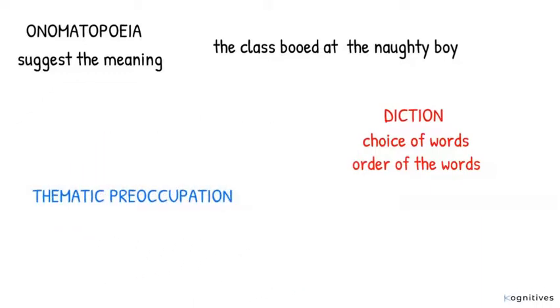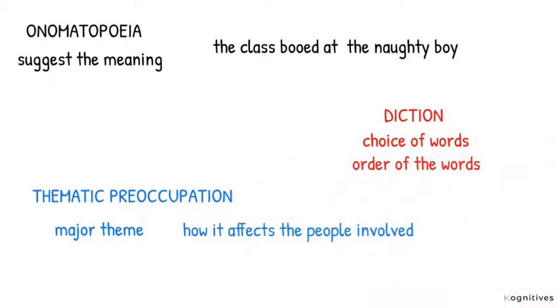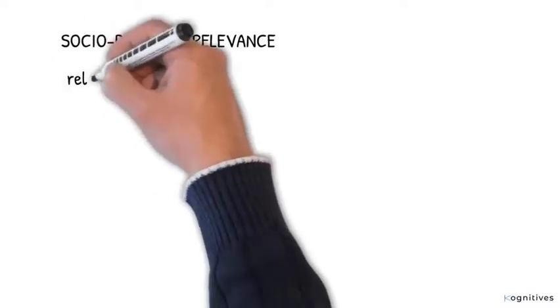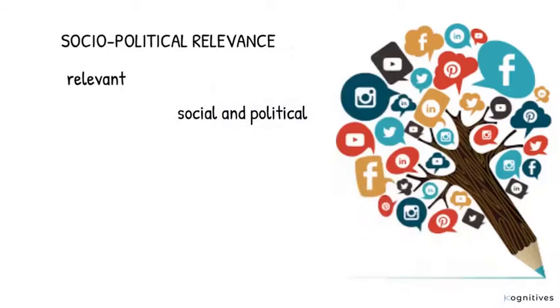Thematic preoccupation. By thematic preoccupation, we mean the major theme in a literary work and how it affects the people involved. Socio-political relevance. This is a way in which products and services can be relevant through social networking medias. It also has to do with how the poem under consideration involves both social and political factors.